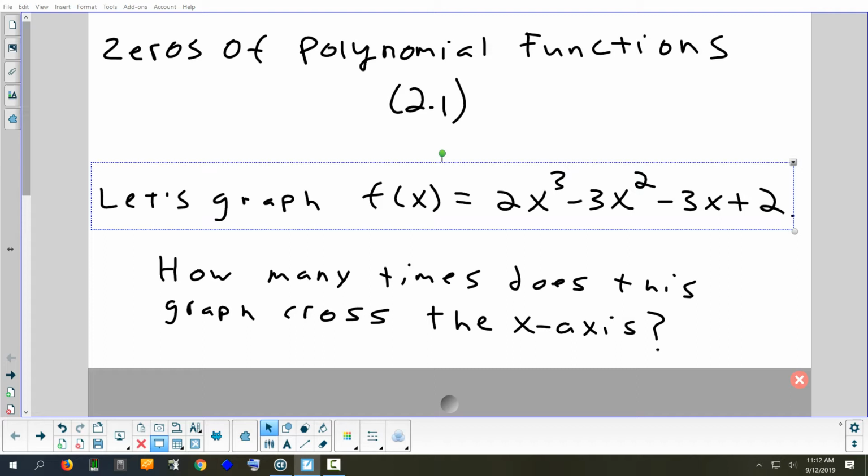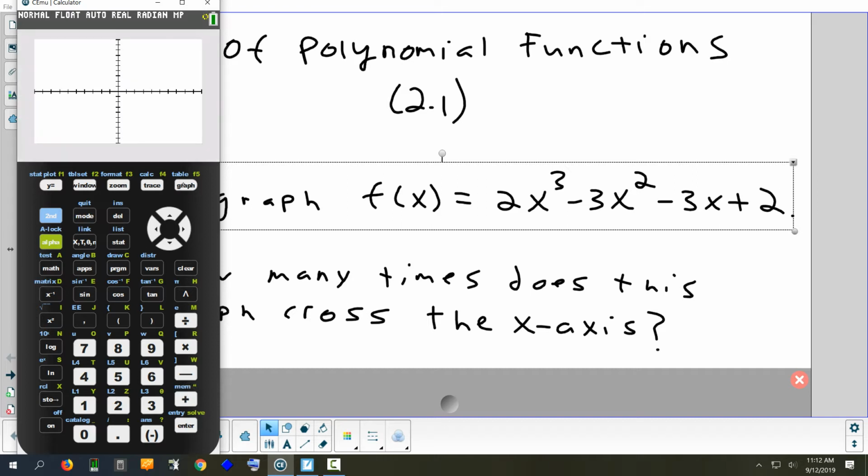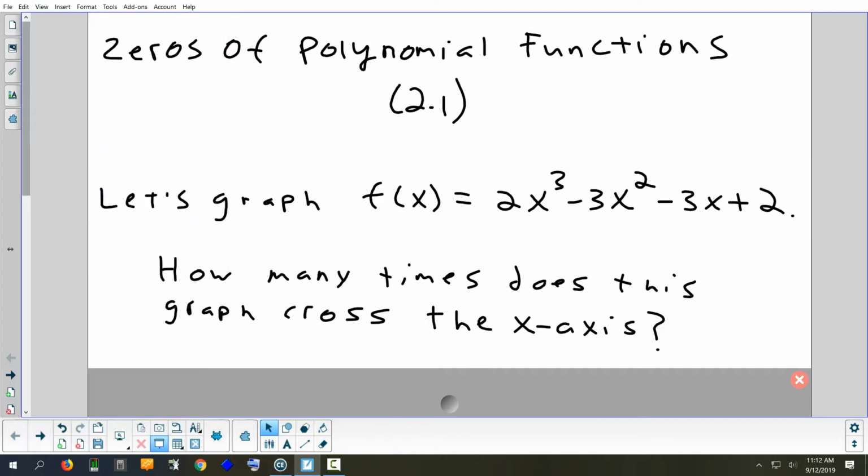Okay, so let's type it in. So 2x cubed minus 3x squared minus 3x plus 2. Now this may or may not be a good window. I don't know yet. Actually it is. Just a standard window. How many times does it cross the x-axis? 3 times. You get 3 times.